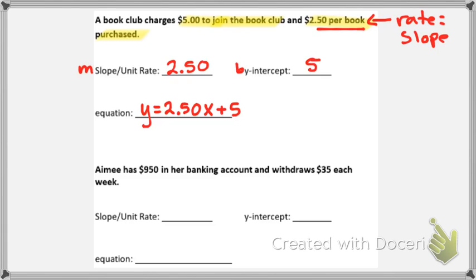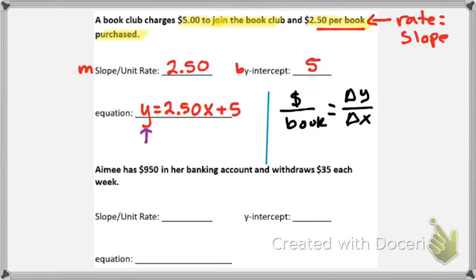If we want to look at the rates as a verbal description, we can also write that the per book, so money per book would be our rate, money per book. So that would be our change of y over our change of x, right? And so that means in our equation, the y means that it's going to be the money, the cost, and the x is going to be how many books I purchase.